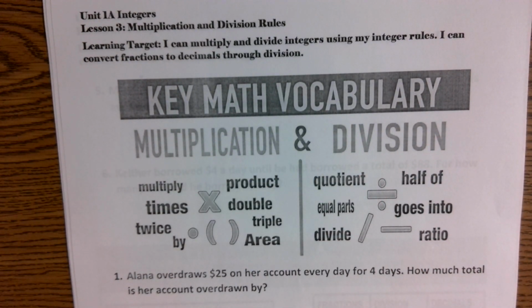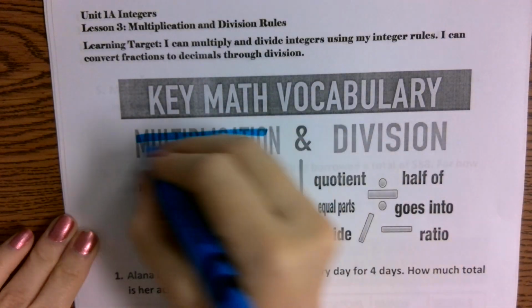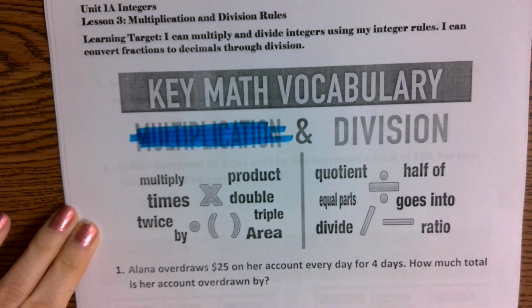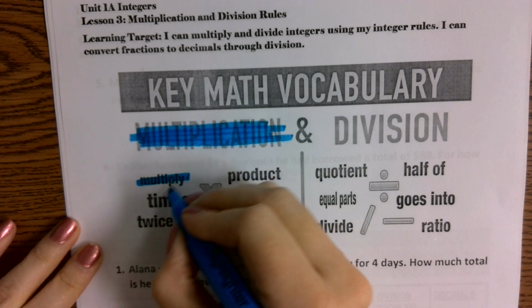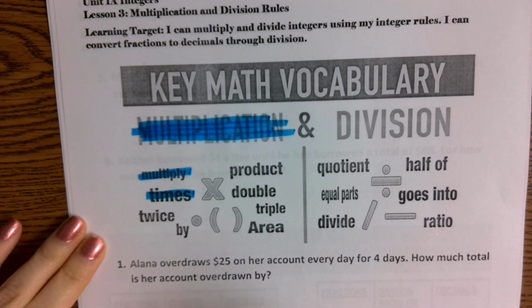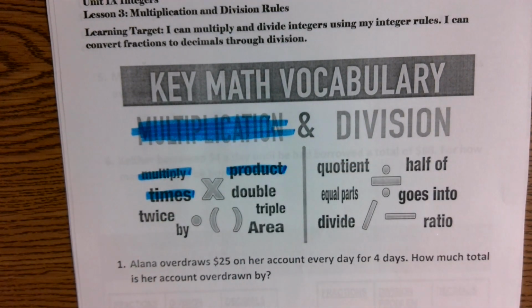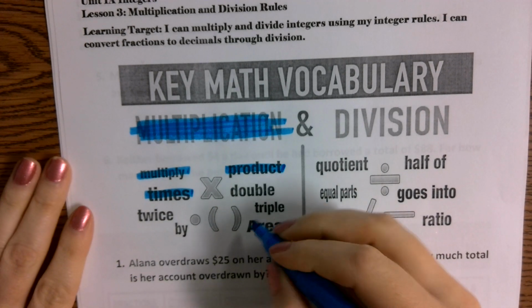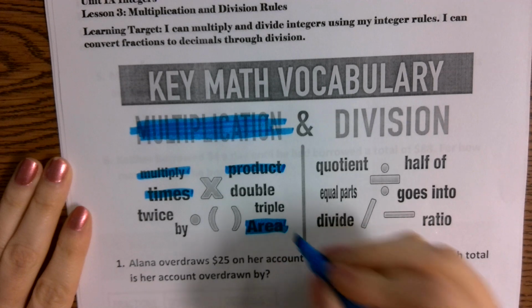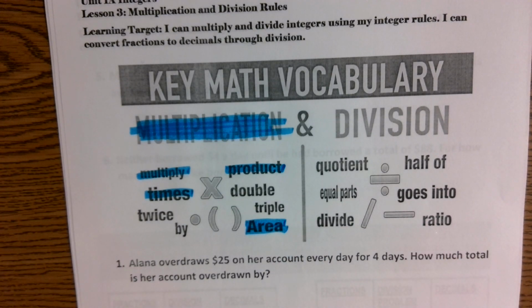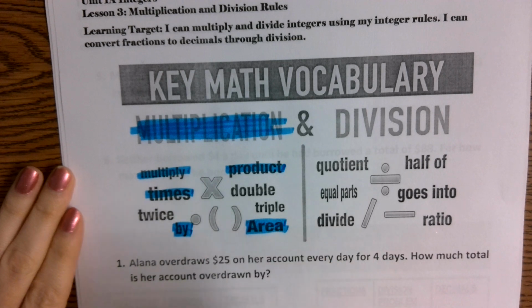So for multiplication, we have obvious words like multiply and times. Product means that it's the answer to a multiplication problem. Area is a contextual example. You know, when you're solving for area of some situation, you are multiplying a length and a width of some sort. You have the word by, that's also a multiplication.